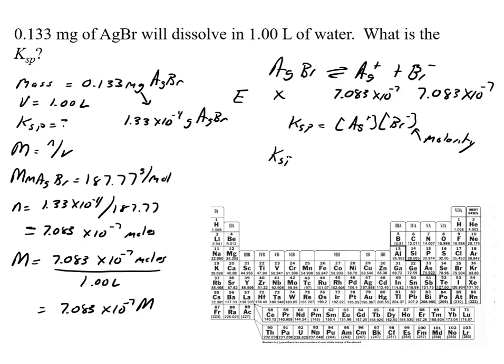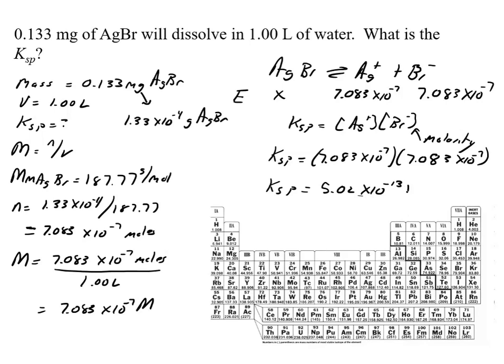So my Ksp is going to be 7.083 times 10 to the minus 7th times 7.083 times 10 to the minus 7th, which of course is just 7.083 squared. So my Ksp is going to be 5.02 times 10 to the minus 13th. Again, I don't really care about the units for these, but if I did, it would be molarity squared.